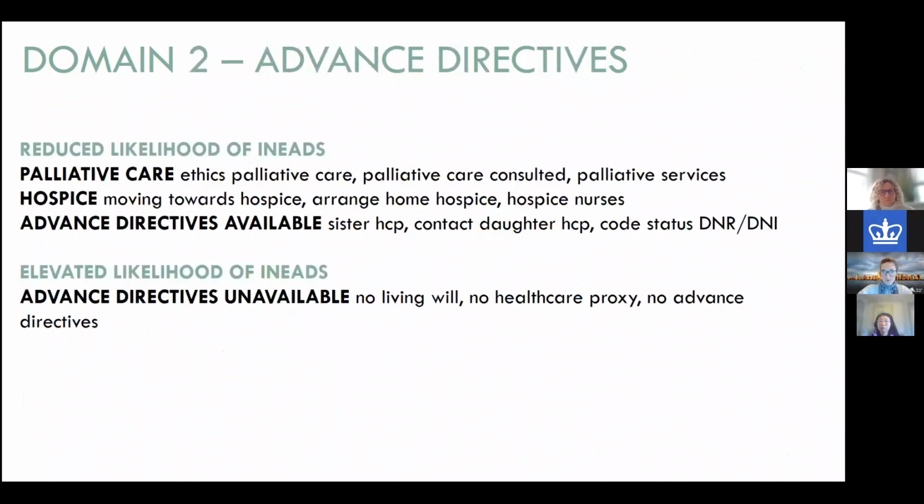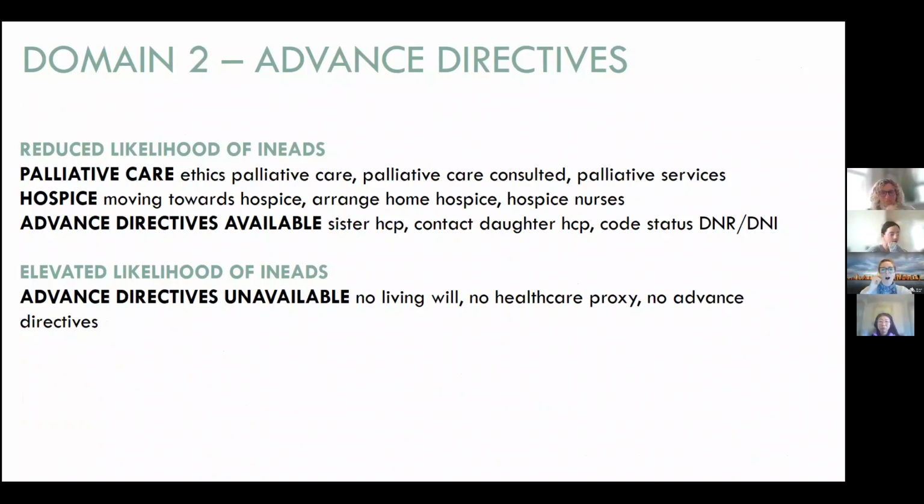There are far fewer in domain 2. So domain 2 is advanced directives. So we have 3 that we thought would indicate potential reduced likelihood of being in needs. So that's palliative care, hospice, and advanced directives available. So advanced directives available are when there's some kind of text indicating that there's a healthcare proxy or something on file.